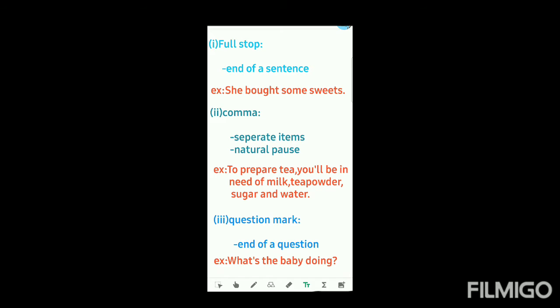So after this, what should we do? We should keep a punctuation mark, and that is full stop, to let the users know that our sentence is completely completed.